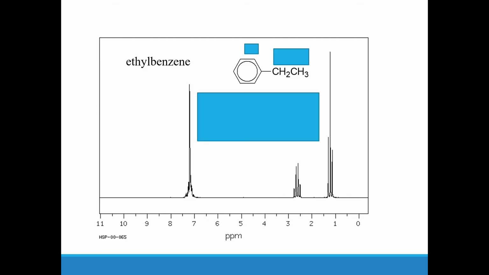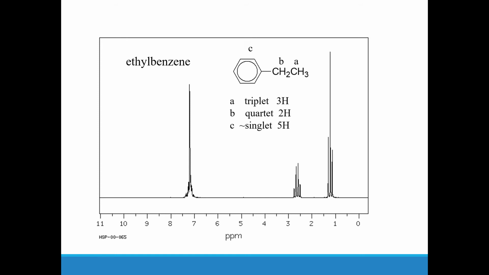So now here's an example. Look at ethyl benzene and determine how many different types of hydrogens exist and which peaks they belong to. All right, ethyl benzene has three different types of hydrogens, one for our benzene ring, and then one each for these two groups.